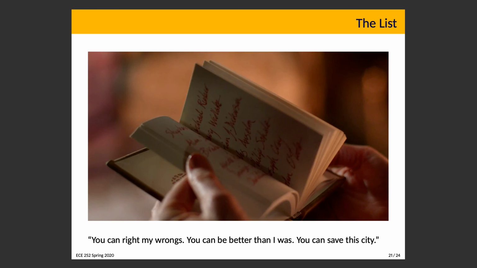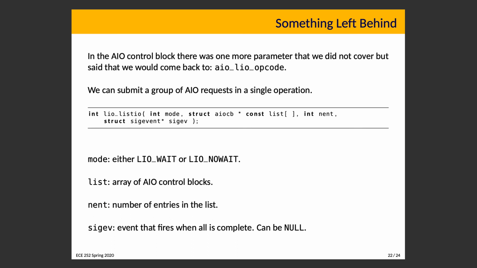The list. The list. In the AIO control block, there was the last parameter. It was the opcode. And I said, well, the opcode thing is something that we will return to. Well, we haven't yet. And there's no time like the present. So the LIO opcode, the list IO opcode. What does it do? Well, the thing is that instead of submitting these operations one by one, we could submit a group of them all in a single operation.